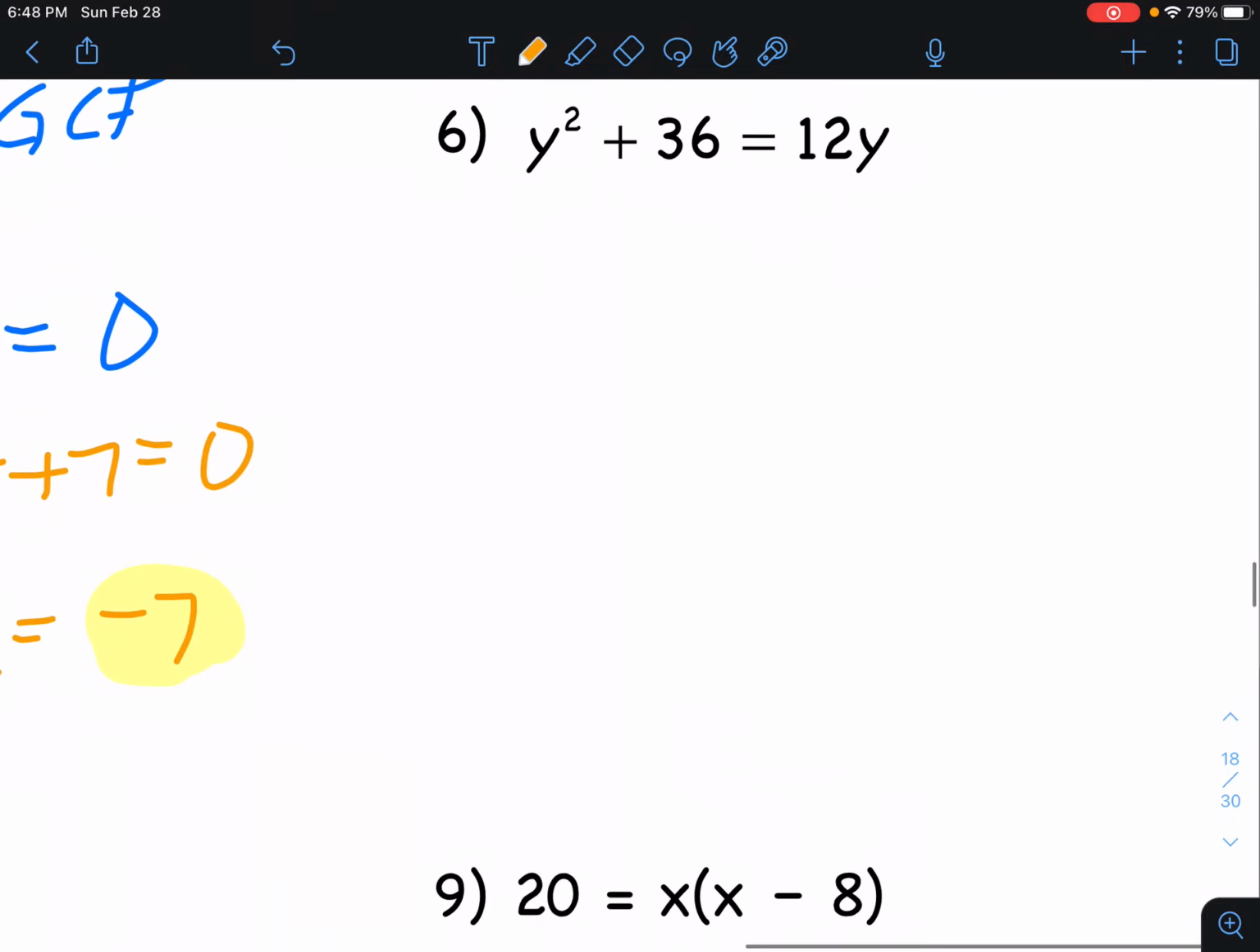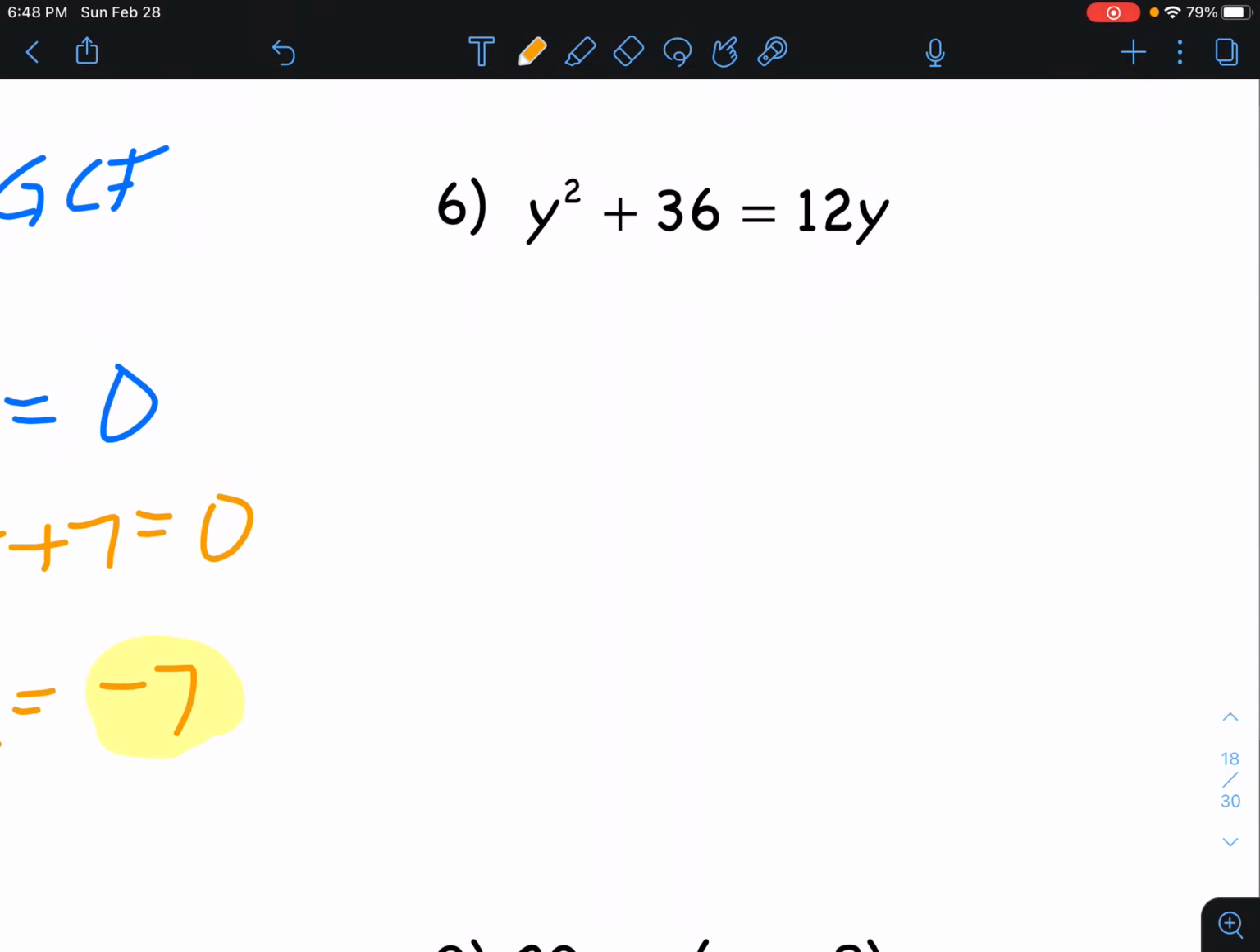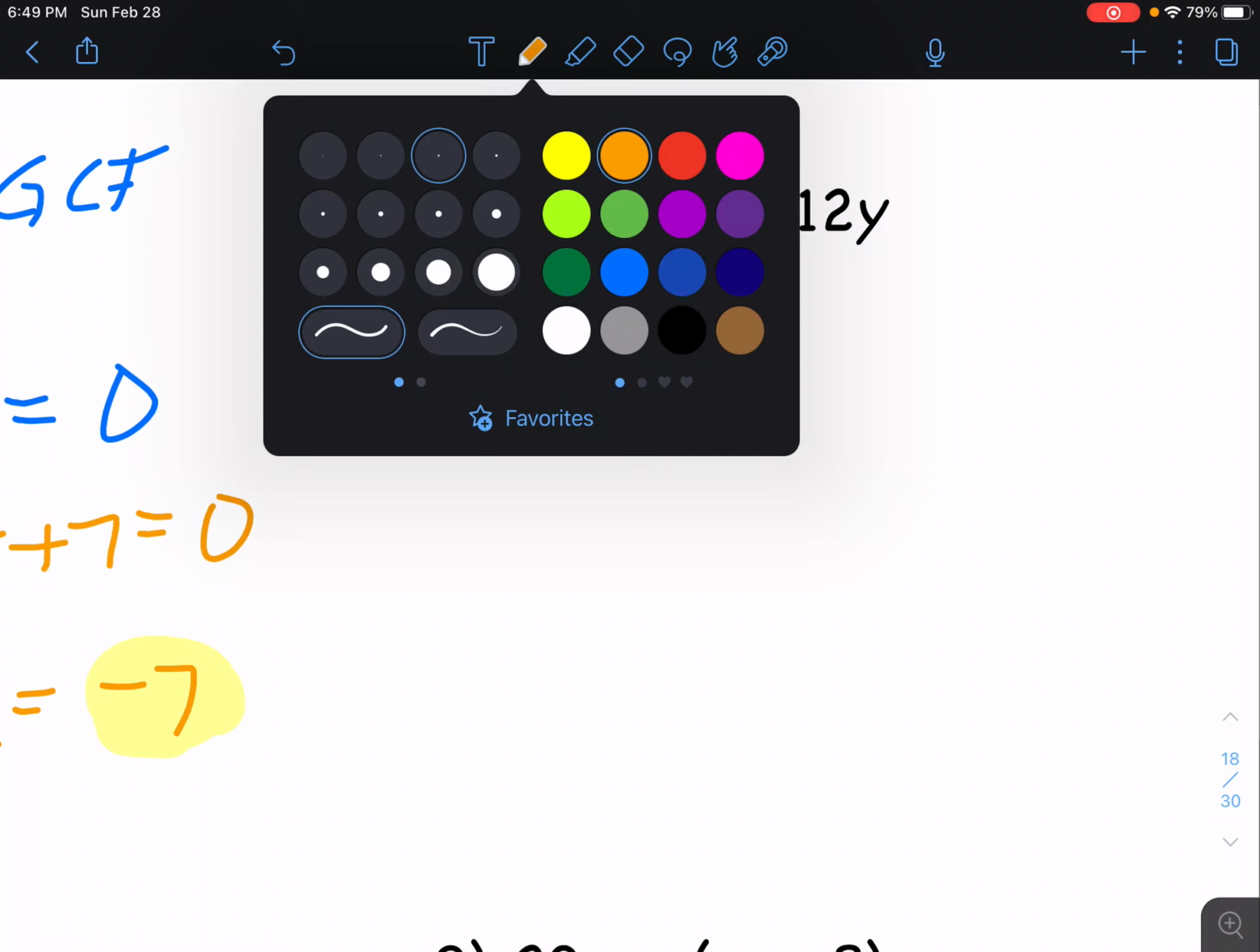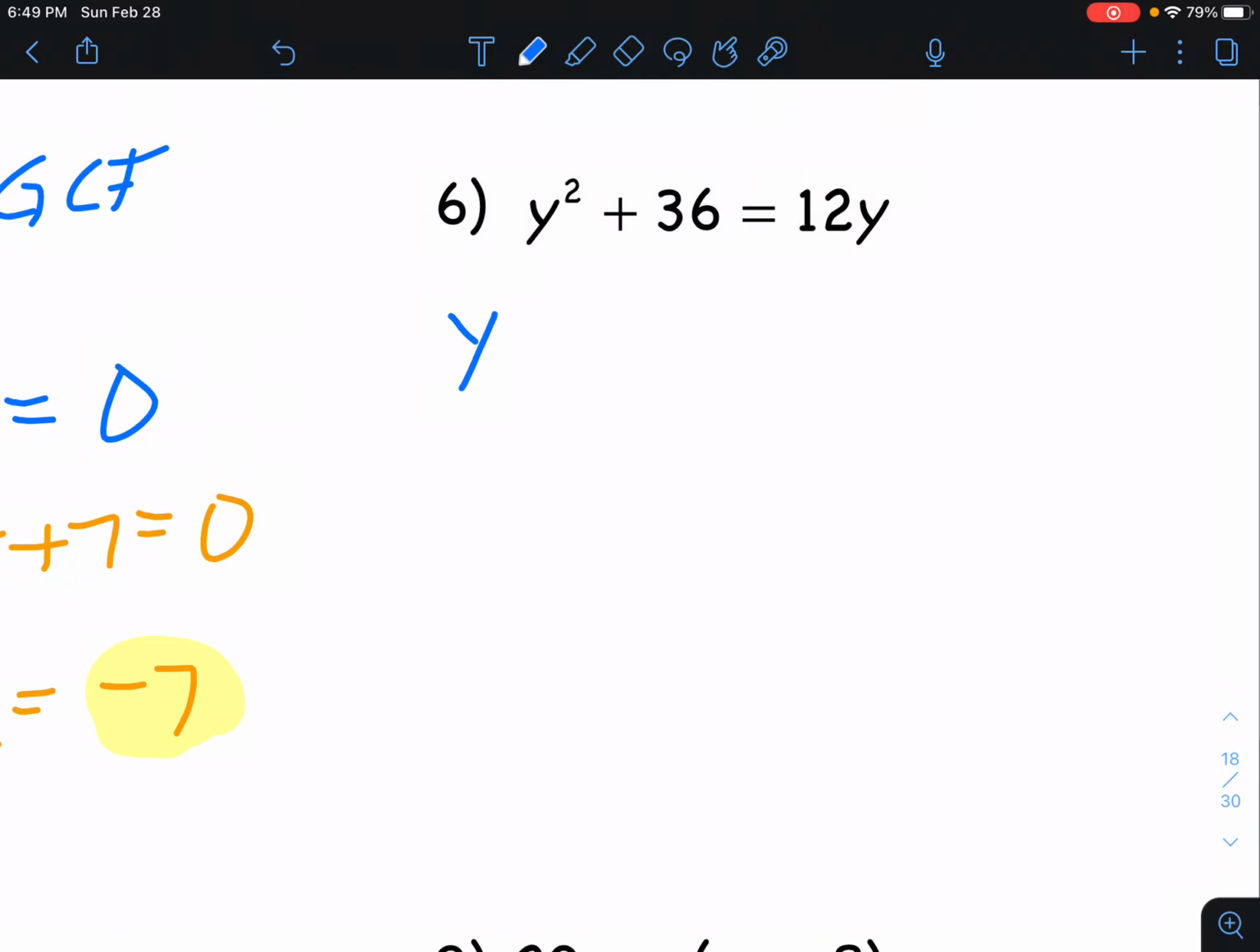Okay, this one's pretty tricky here. What we want to do for this problem is let's get the 12y moved to the left, so we would subtract 12y. We want this equal to 0, so we can try factoring, or quadratic formula, I should say, whatever works well for you.